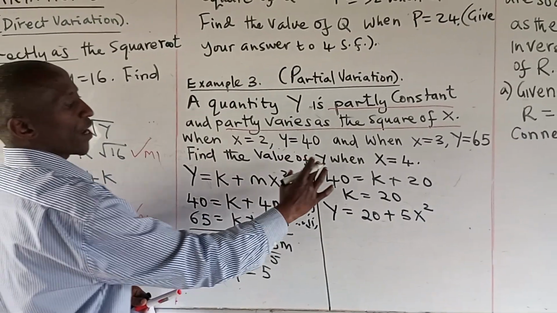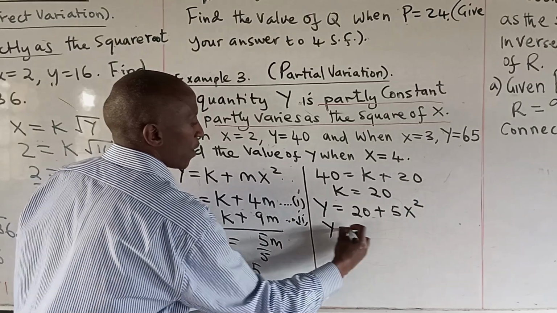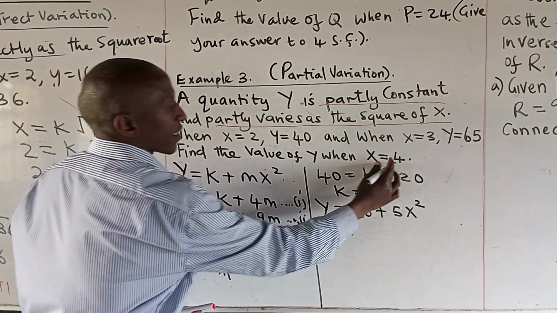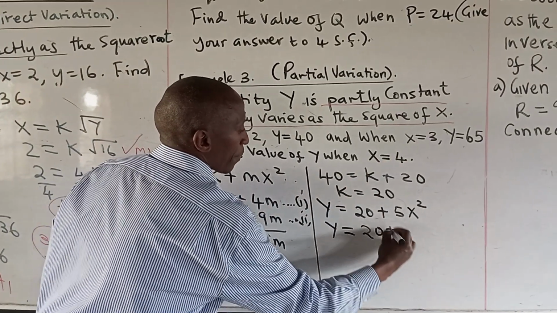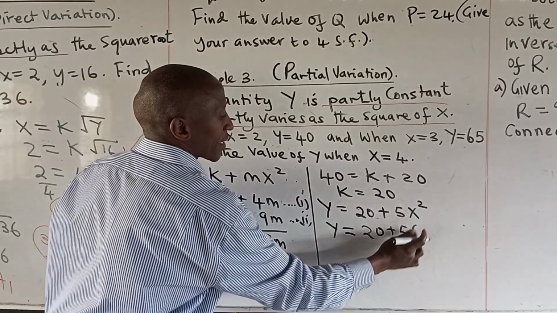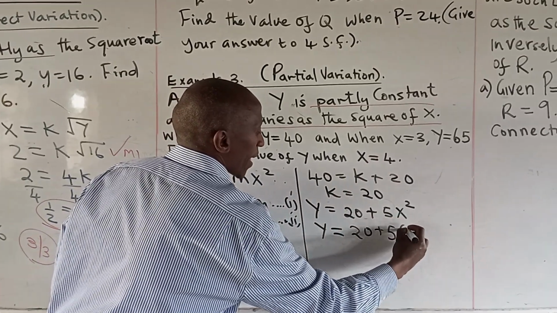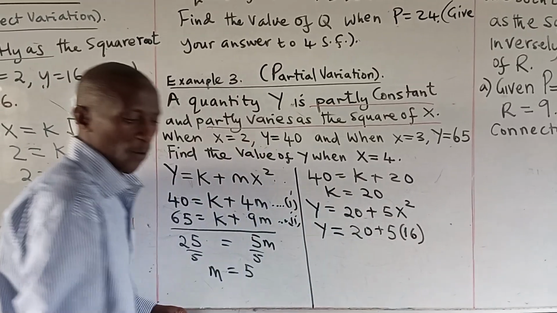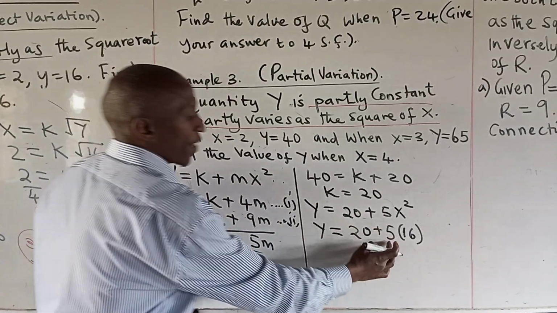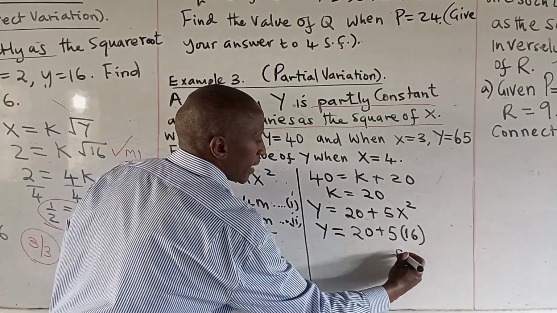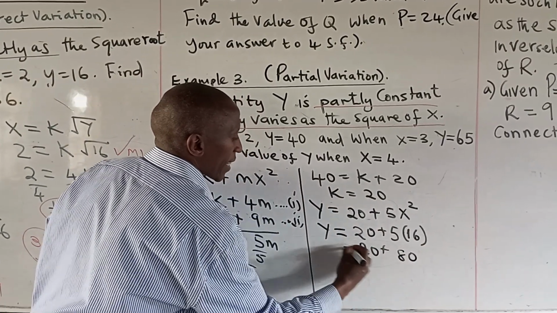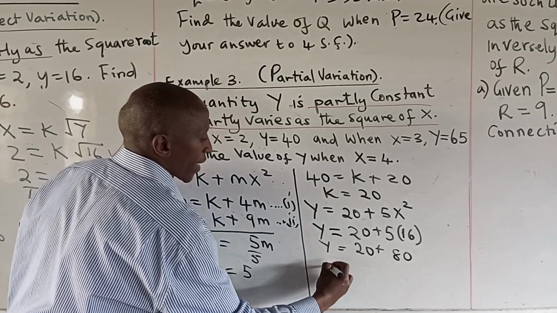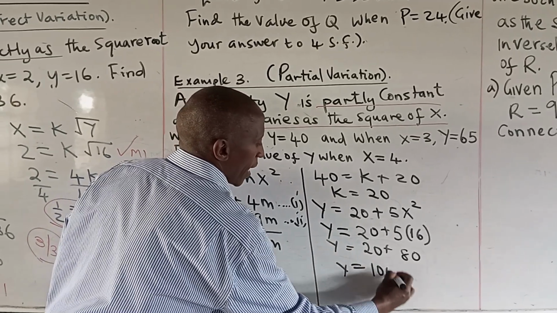Now we look at the value of y, we search for the value of y when x is 4. So this will be 20 plus 5. We substitute x for 4. So 4 squared is 16. From your calculator, 5 times 16 gives you 80 plus 20, and that comes to be the value of y. Therefore, y is equal to 100.